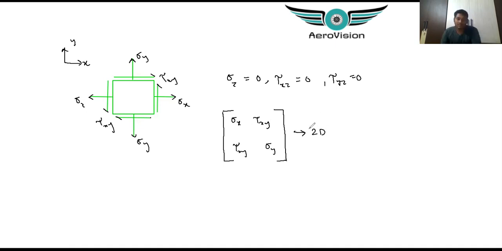So we have analytical solutions to find out the normal and shear stresses acting on different planes. Now, MOHR'S CIRCLE is a graphical solution, a graphical procedure to find out the various normal stresses and shear stresses acting on those planes. We'll see how to draw the MOHR'S CIRCLE.